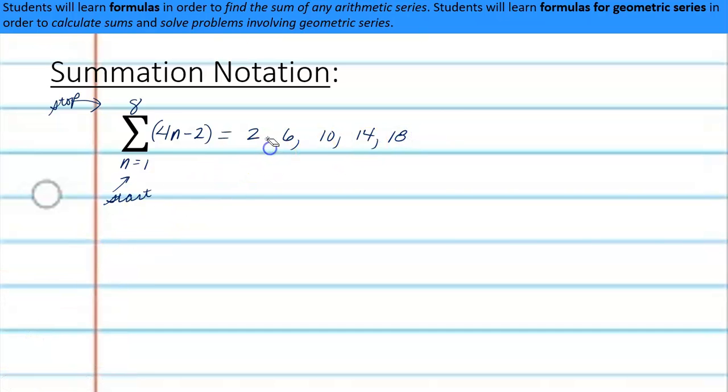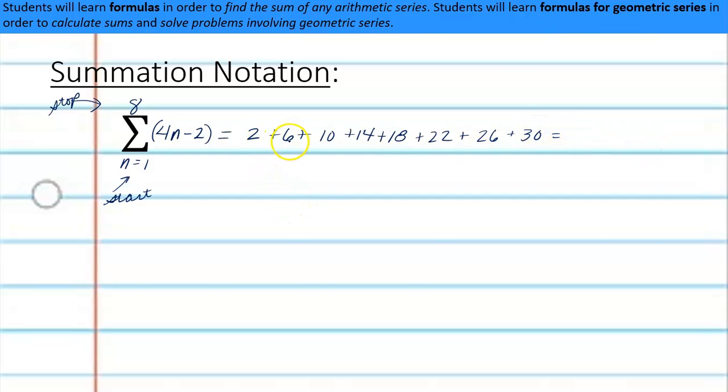I just realized I've been putting commas here, and they should be plus signs because we are doing a sum. So 2 plus 6 plus 10 plus 14 plus 18, so that was 1, 2, 3, 4, 5. Our sixth term is 24 minus 2, which is 22. Our seventh term is 28 minus 2, which is 26. Our eighth term is 32 minus 2, which is 30. And then we add all of those up.